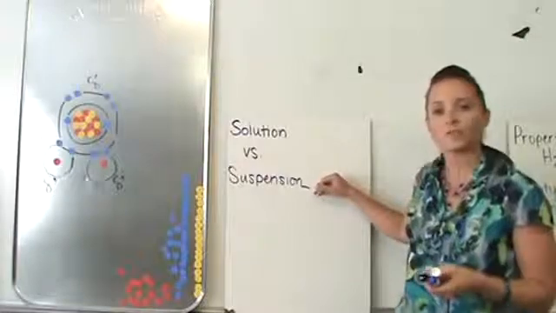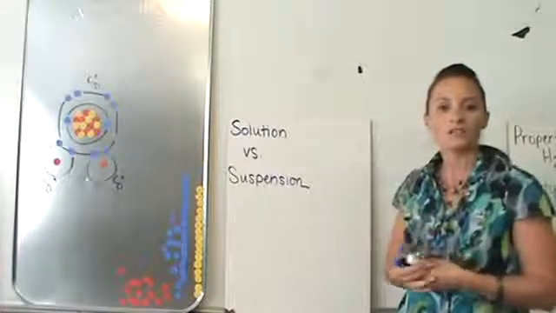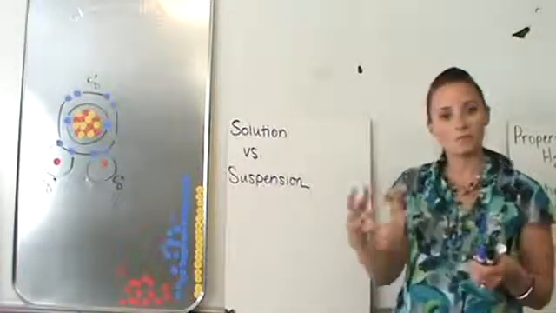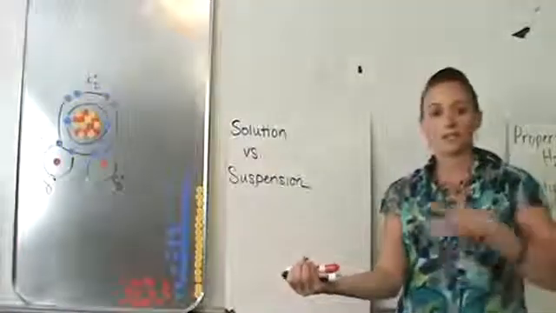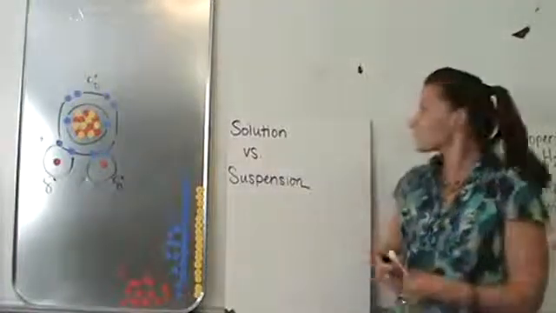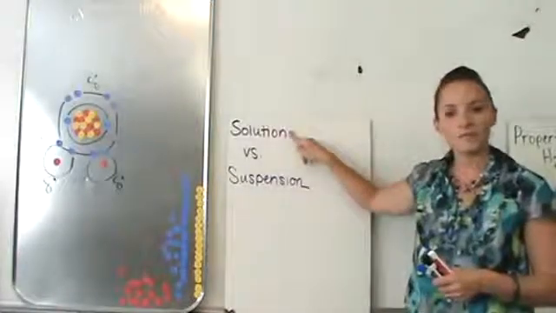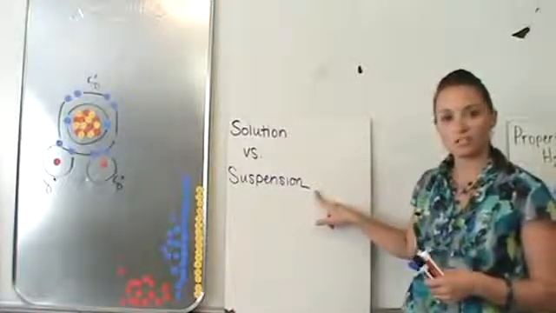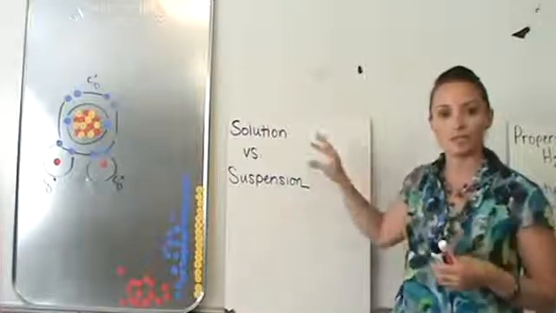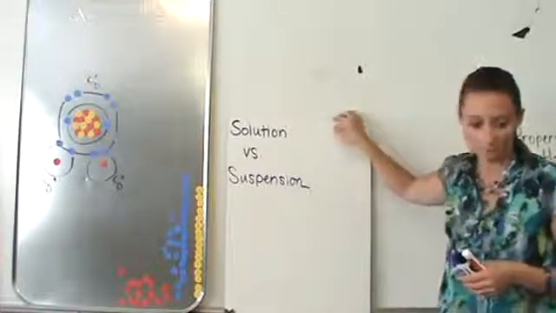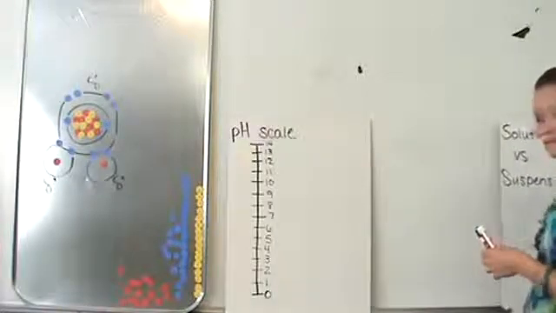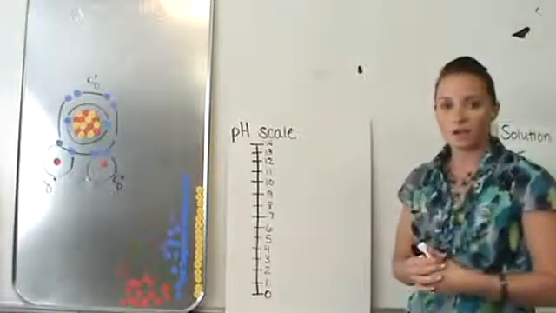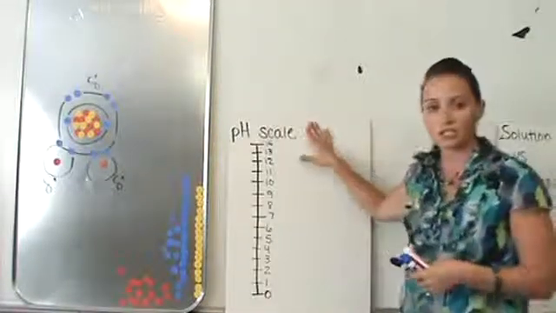However, a suspension would be like if I took little pieces of sand and mixed it in with the water. They're not actually going to mix together. You're still going to end up with sand and water particles. So a solution is where they completely mix together, and a suspension is where they are separated, and you can separate them very easily. The last piece that we want to talk about with water is the pH scale.